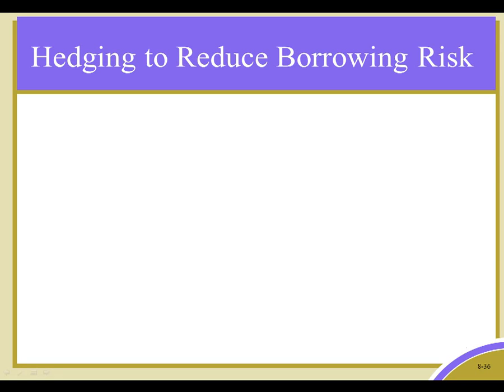As a final topic in Chapter 8, we're going to discuss hedging and how hedging might be used to reduce borrowing risk. Now, what we're really talking about here is interest rate risk. We're not necessarily saying that hedging is used to lower the cost of borrowing, but in addition to the cost of borrowing, a financial manager is concerned about the uncertainty of what that cost will be. So he might engage in a hedging transaction.